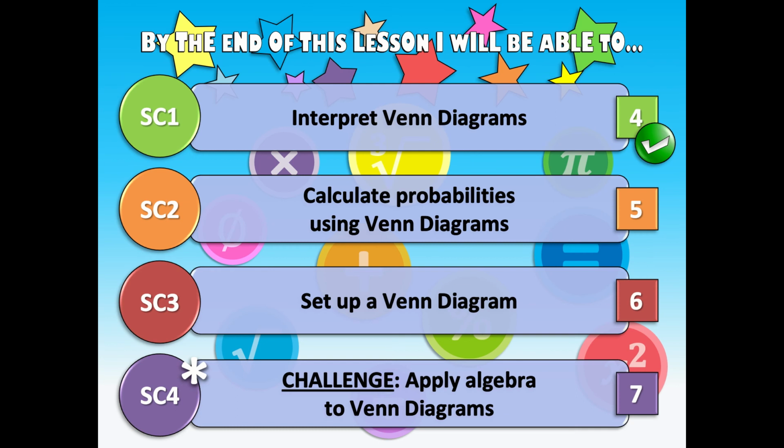And now we've completed success criteria 1. So now we're going to move on to number 2, and this is to calculate probabilities using Venn diagrams.